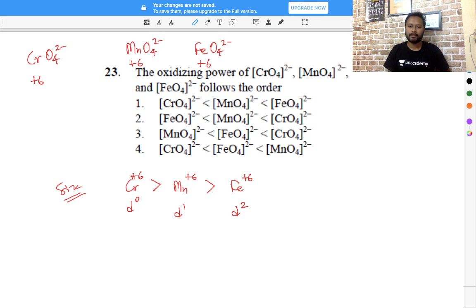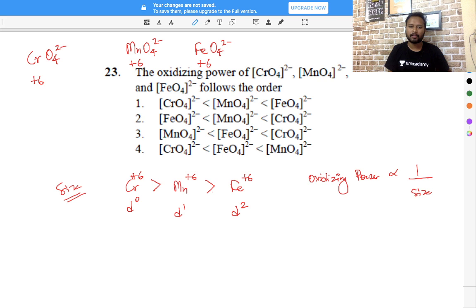Okay, so oxidizing power is inversely proportional to size. The smaller the size, the more oxidizing power it has. So if you go with these options, iron, manganese and chromium, iron is smallest in size, so it will have the highest oxidizing power. Okay, so which option is going to be correct?